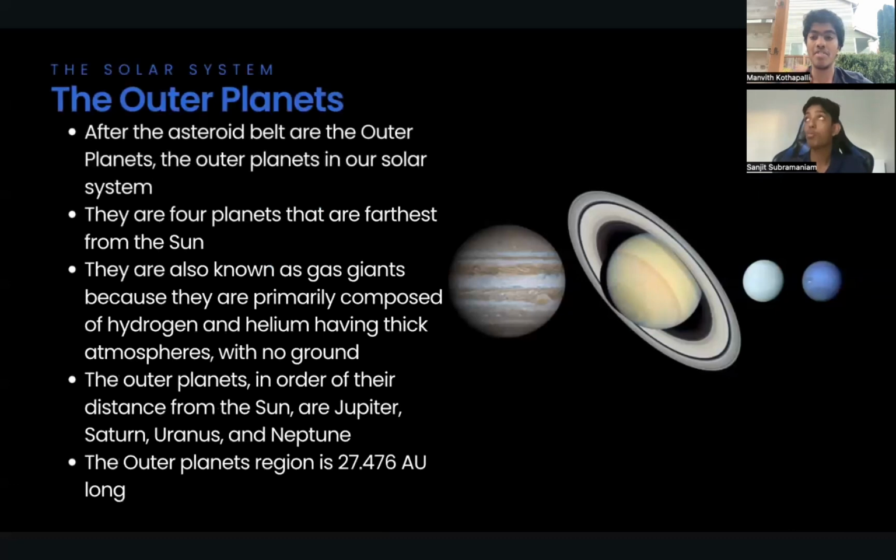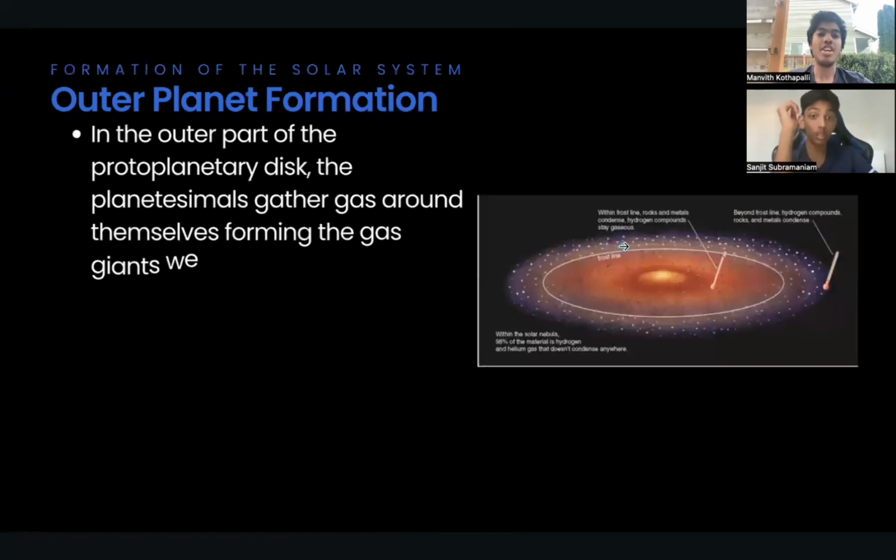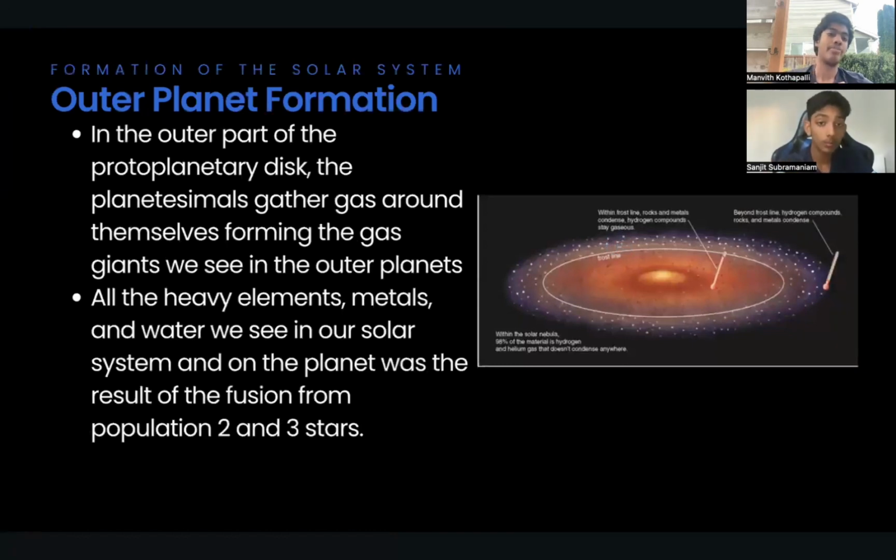The outer planets in order of distance from the sun are Jupiter, Saturn, Uranus, and Neptune. The outer planets region is 27.476 AU long. Now let's talk about how the outer planets form.